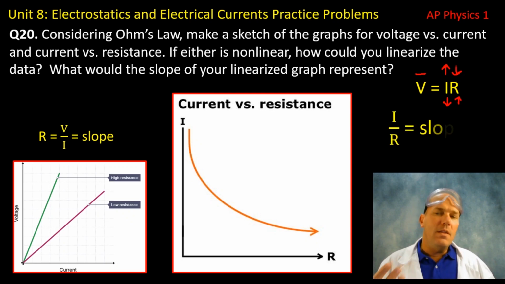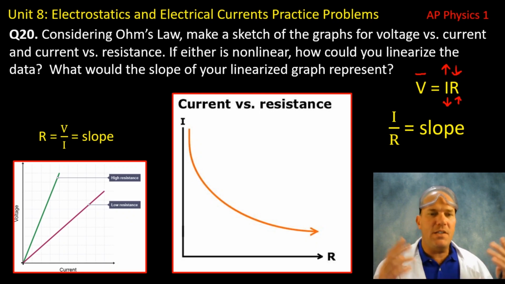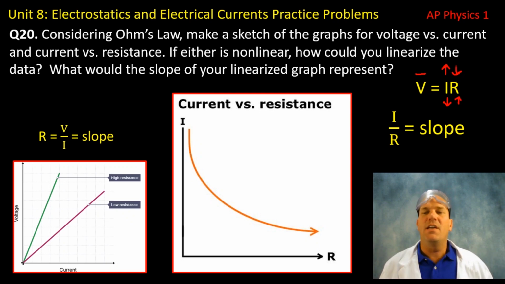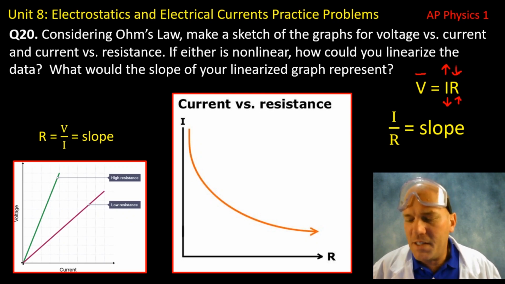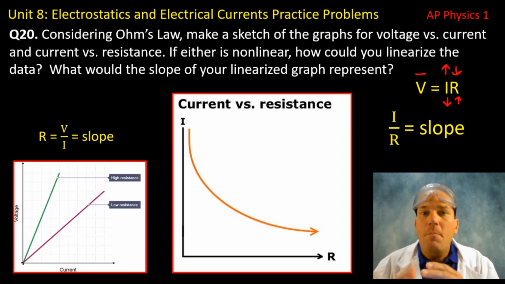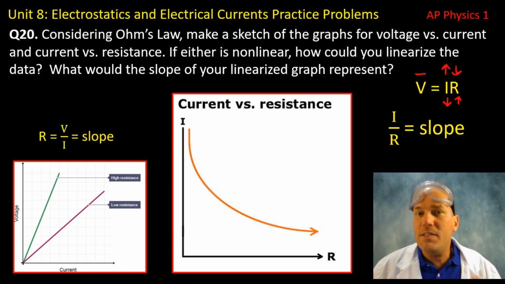Now, let's look at the significance of the slope, the change in y over change in x. In other words, we have the change in the current over the change in the resistance. So what is the significance of the slope? Well, it's not as apparent here because you need to linearize these data.